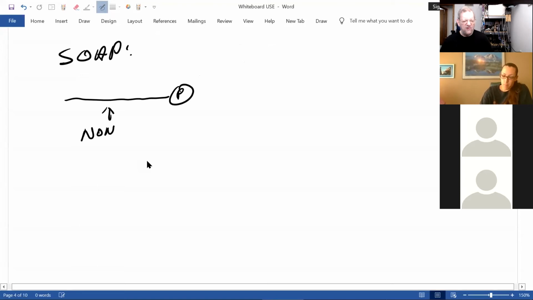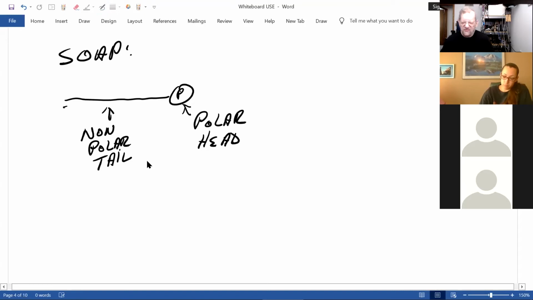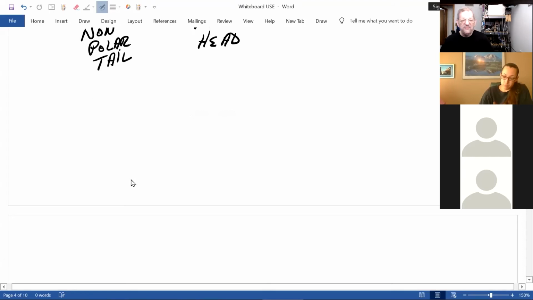As a non-polar tail, and these are like CH2, CH2, CH2, CH3 at the end, and a polar head. You should know this. Now, let's take our magnifying glass out or microscope.